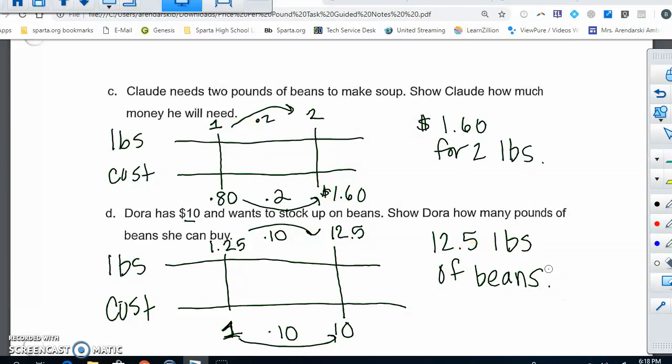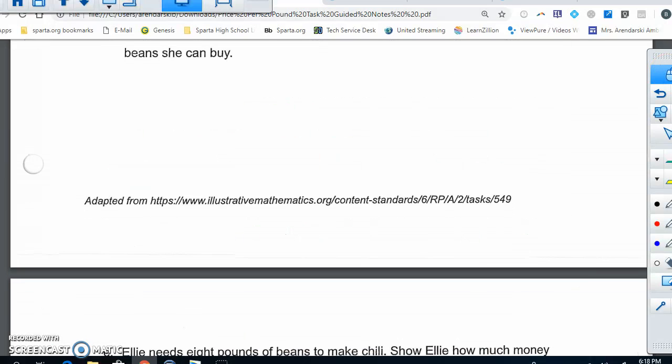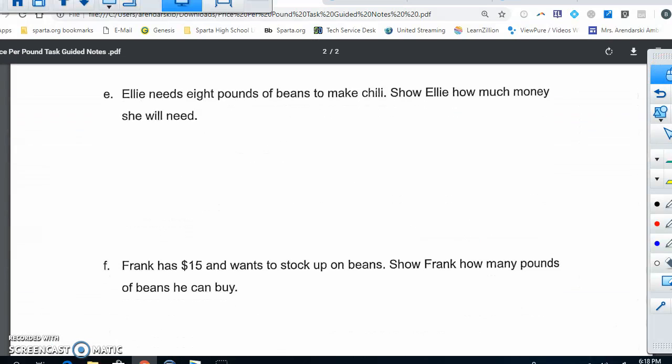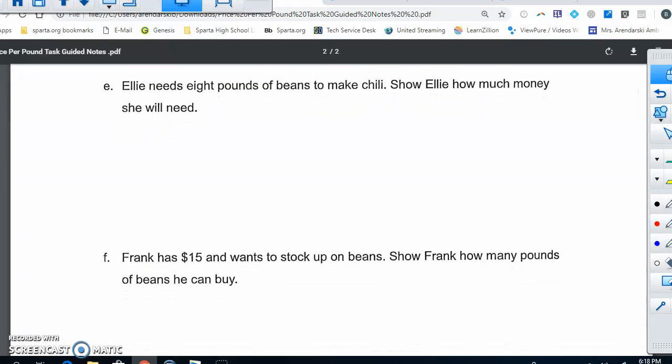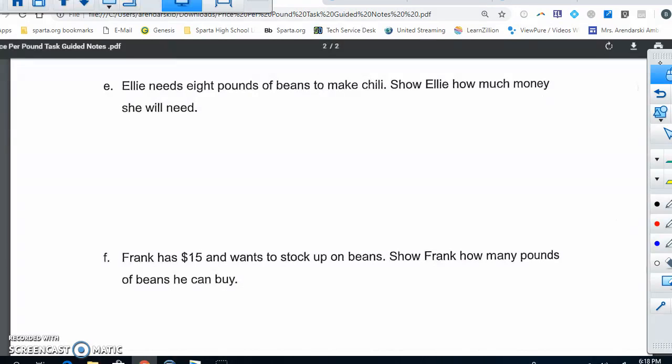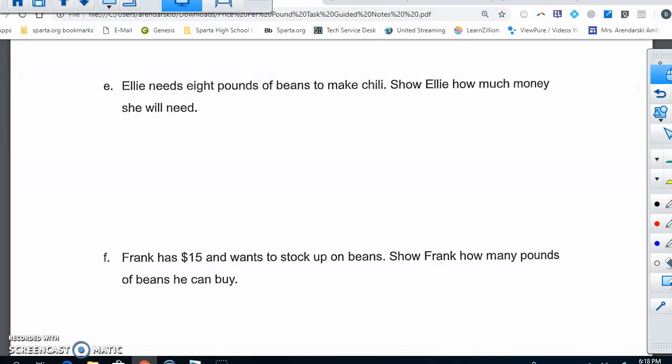Okay, now the back side of this worksheet has 2 problems on it. So what I want you to do, I'm going to scroll down. I want you to pause the video, and I want you to solve E and F on your own. And then once you have solved and you have your work, I want you to come back to the video and play it so we can work through them together. Remember, you can use your calculator.